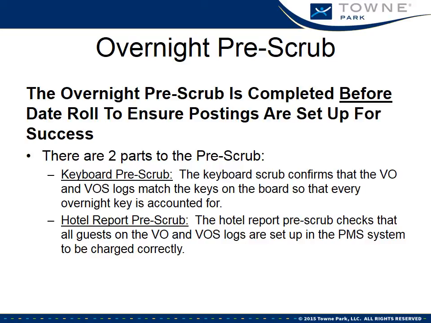The pre-scrub is designed to be completed before the dates change to ensure that all postings are set up for success. There are two parts to the pre-scrub. The keyboard scrub is first, and the keyboard scrub ensures that the VO and VOS logs accurately depict all of the keys that are hung on the board. Once we know that those logs are accurate, we scrub them against the hotel reports which show what guests are scheduled to be charged that evening. The goal is that all keys are going to be scheduled to be charged.